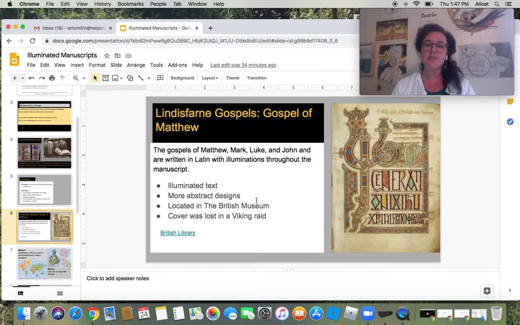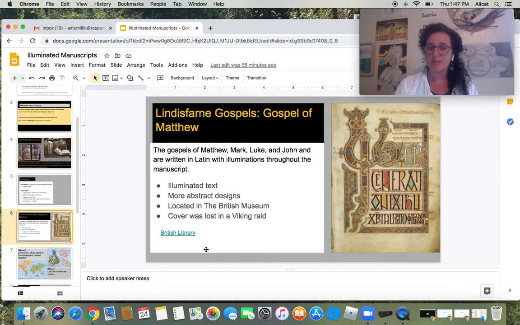So the Lindisfarne Gospels had the four Gospels, Matthew, Mark, Luke, and John. And they're all written in Latin with illuminations throughout. What's specific about the Lindisfarne Gospels is that it has illuminated text. The designs are more abstract. There's not as many figures here. It's more abstract geometric designs.